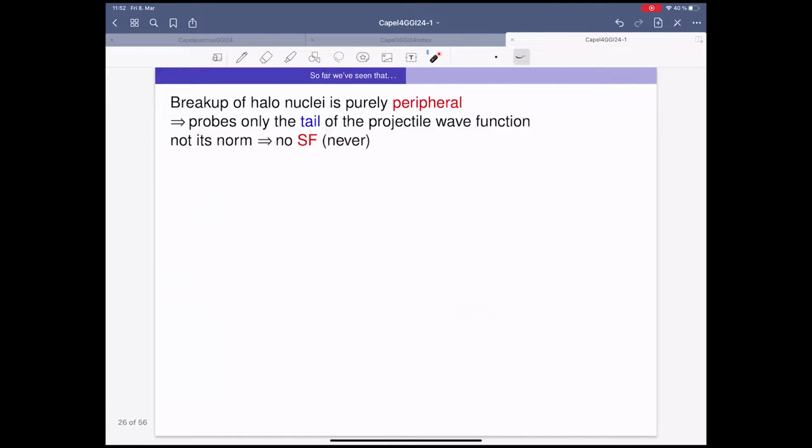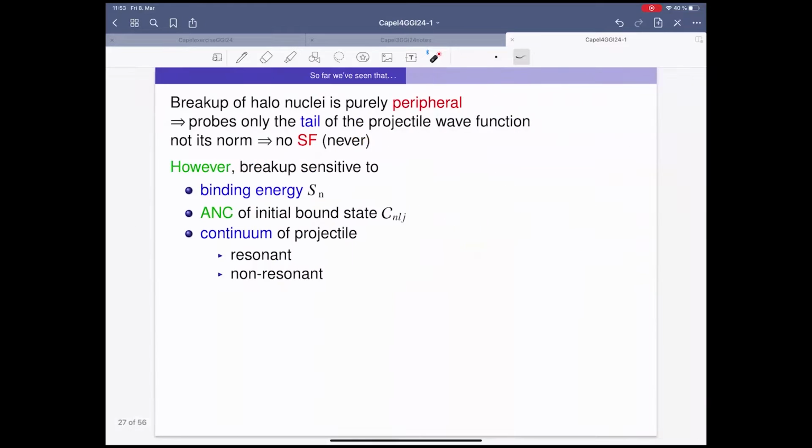So far, what we've seen is that the breakup is purely peripheral, so it probes only the tail of the wave function. You can get an ANC, but a spectroscopic factor is not possible. You will not get a spectroscopic factor. What we are sensitive to in the calculation is the binding energy of the system.